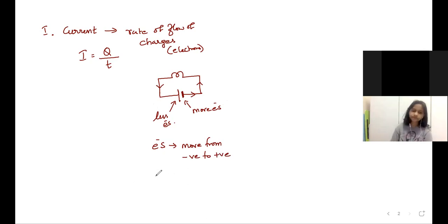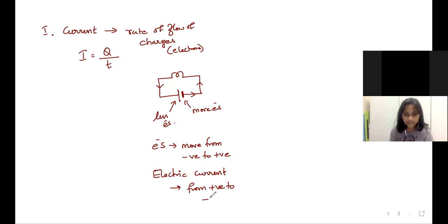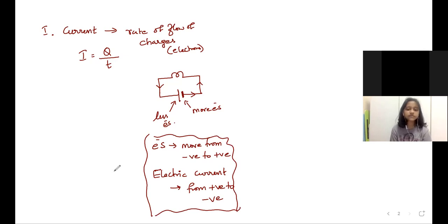But conventionally, earlier scientists have always mentioned the flow of charges, or flow of electric current, is from positive towards negative. Electric current direction, what is it? From positive to negative, which is actually opposite to the direction of which one? Electrons. Flow of electrons. Exactly.